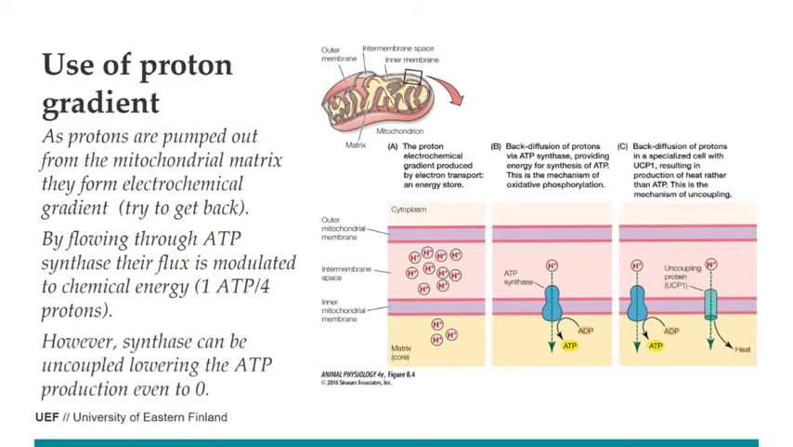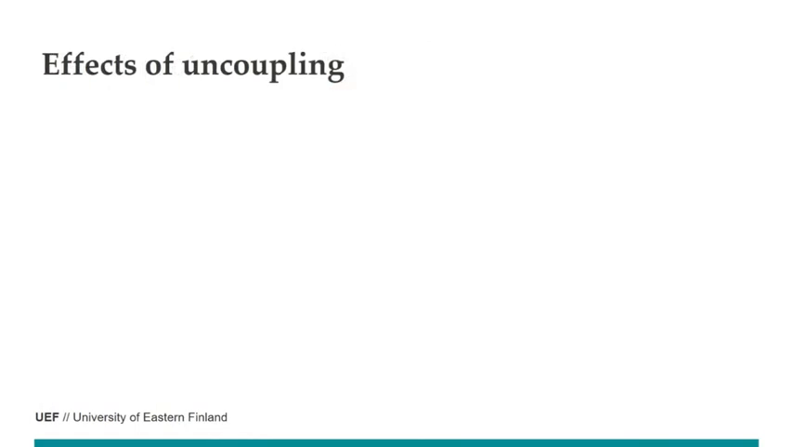But at the same time, there is a channel for protons. So this kind of uncoupling protein is lowering the ATP production, and it can lower the ATP production even to 0. So all the protons that are pumped out are just flowing back. And why do we have this kind of uncoupling?